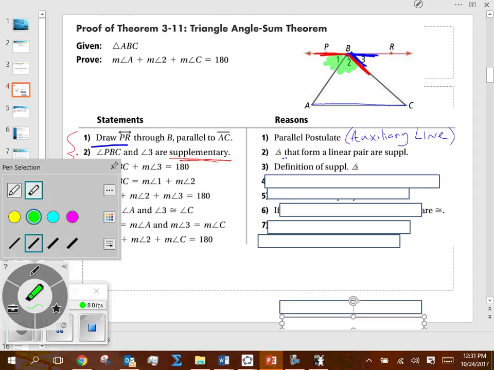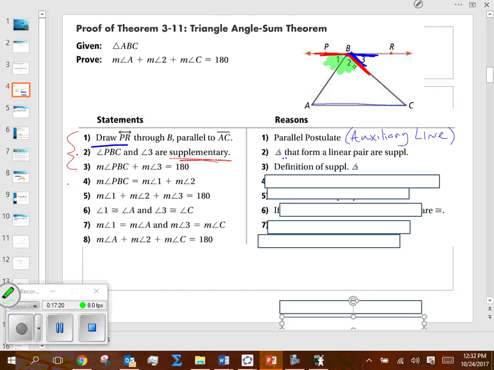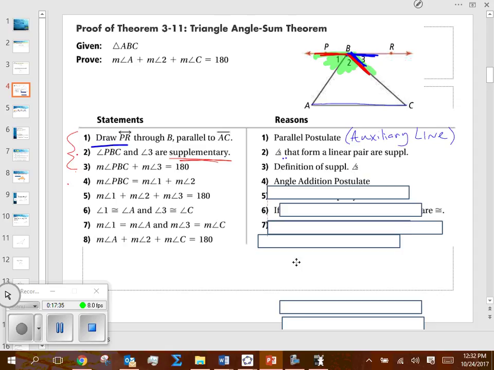So what allows me to take 2 angles, add them together, and get a larger angle? What are you doing with them? Angle addition. Okay. So PBC is equal to 1 plus 2. That's your angle addition postulate.